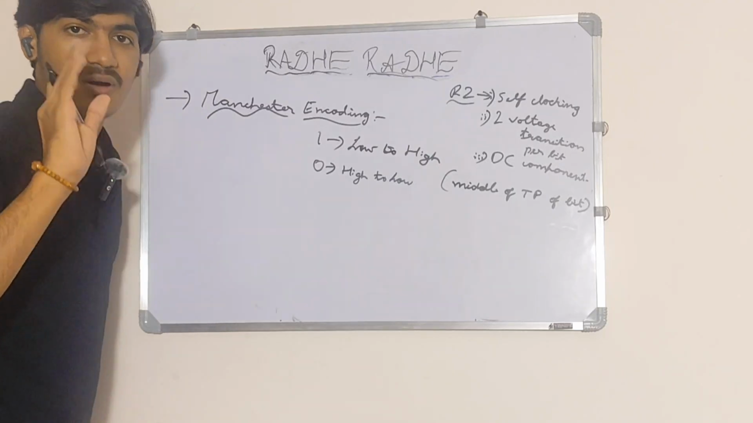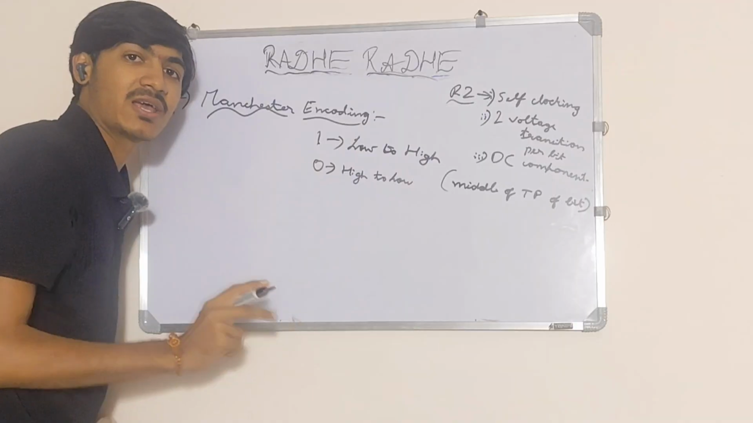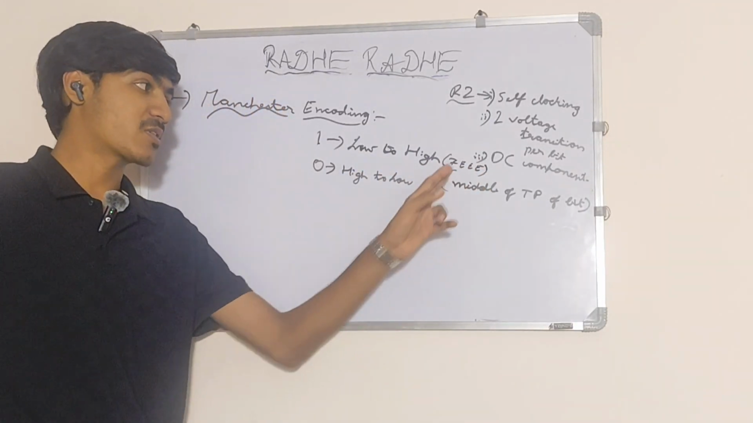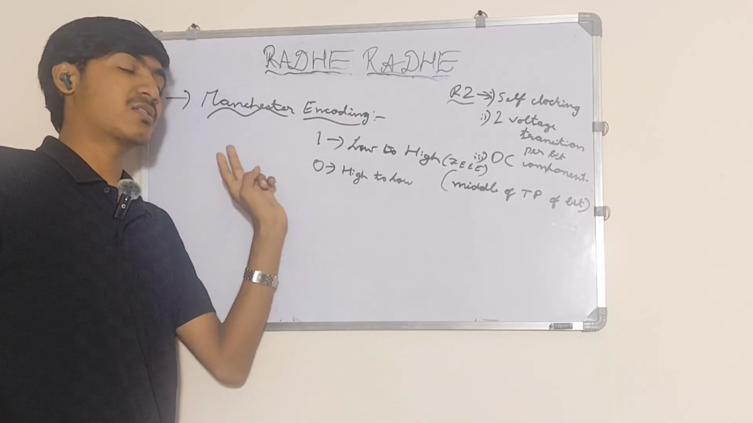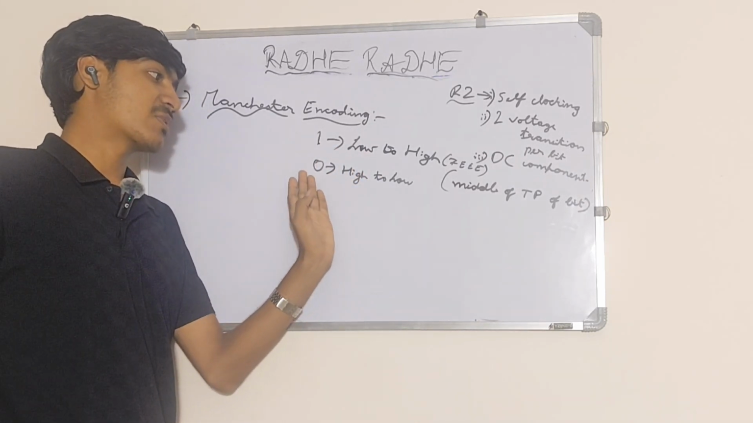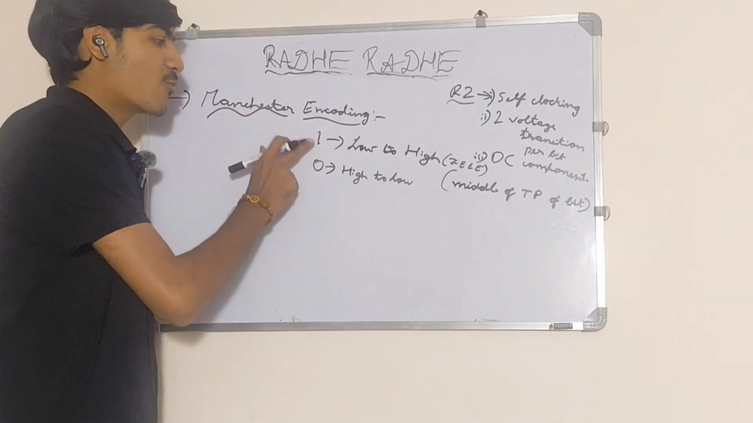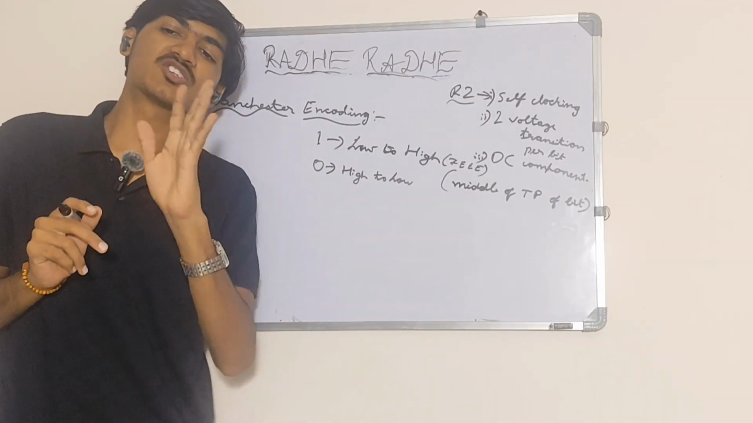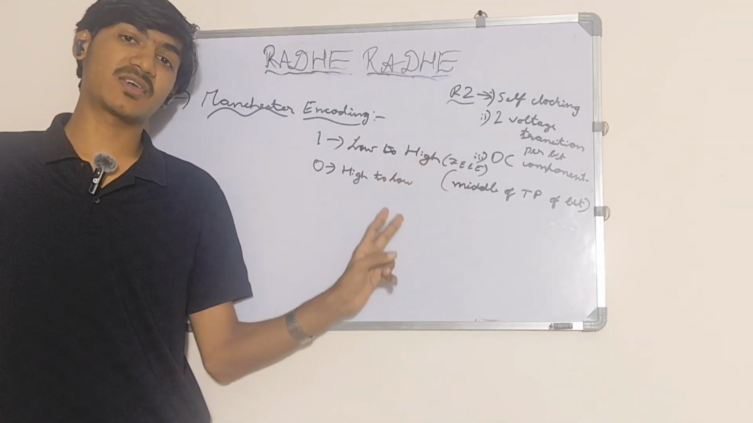Now let me tell you, in some textbooks there is high to low, in some textbooks there is low to high. I am telling you on the basis of the IEEE scheme. In Manchester encoding, bit 1 is represented by a low to high transition of the voltage level, and 0 is represented by high to low. But the person who discovered Manchester encoding says that 1 is represented by high to low, and 0 by low to high. Now the question is, which you must answer in an interview. In an interview, you must answer the one followed by the IEEE scheme.